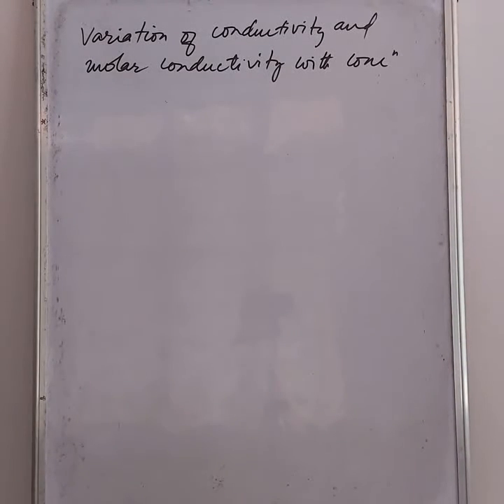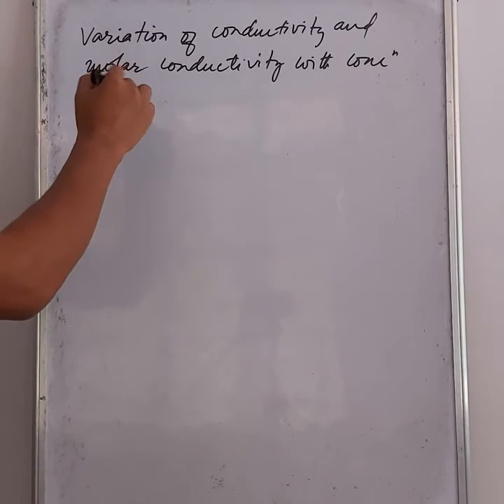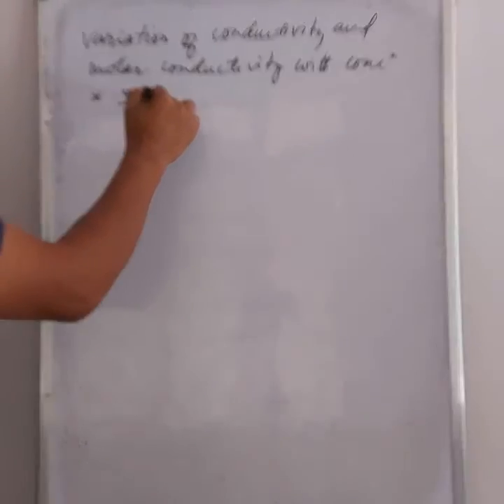So let us try to understand the behavior of conductance according to concentration. In terms of the strength of the electrolytes, if it's a strong or weak electrolyte, there will be differences in the conductivity. Now, conductivity always decreases with the decrease in concentration for both weak and strong electrolytes.